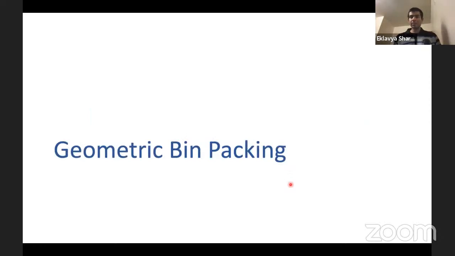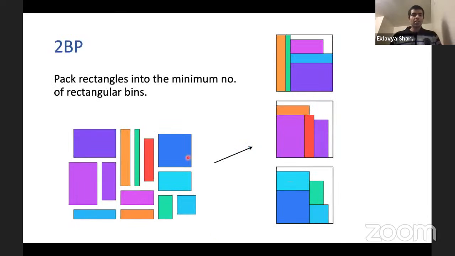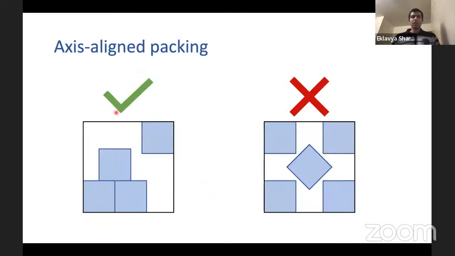This work is about the geometric bin packing problem. So let me start by defining what this problem is. In the two-dimensional geometric bin packing problem, which I'll abbreviate as 2BP, we are given a set of n rectangular items, and we're given an infinite supply of identical rectangular bins, and our task is to pack these items into the minimum number of bins. In our work, we only focus on axis-aligned packing, which means that the edges of the items should be parallel to the edges of the bins.